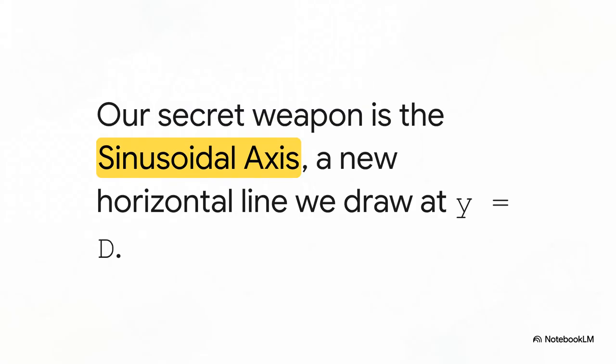And this leads us to our secret weapon, the sinusoidal axis. This is just a new horizontal line that we're going to draw right at whatever y equals d is. Think of it like this. The original sea level for a wave is the x-axis, right, at y equals 0. But our new shifted wave has a new sea level, a new center. And this line is it.